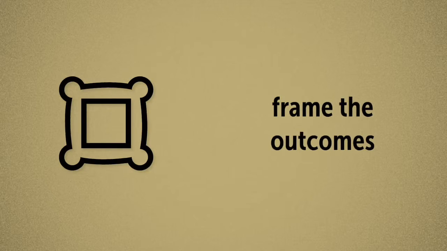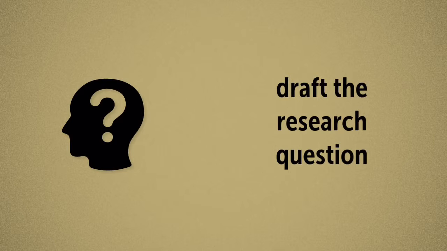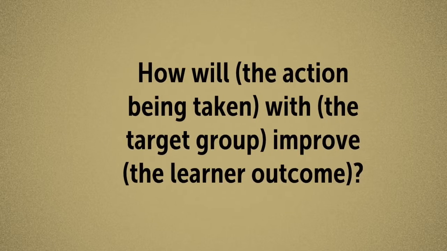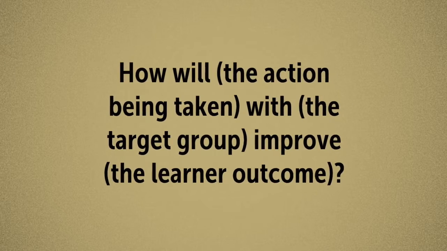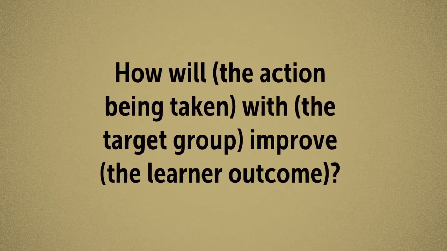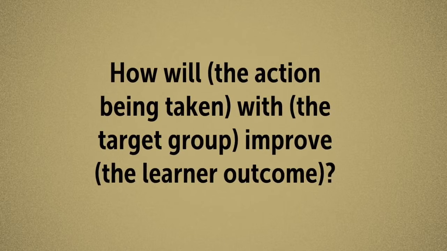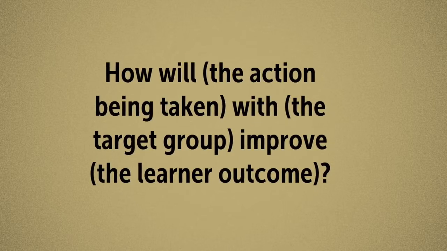In the first meeting, the lesson study team frames the desired outcomes. This involves reflecting on and documenting what learning looks like right now and what they want learning to look like after the proposed intervention. This stage of the process also drafts a research question. The draft research question is stated using the prompt, "How will," the action that will be taken, "with," the target group, "improve," the learner outcomes.